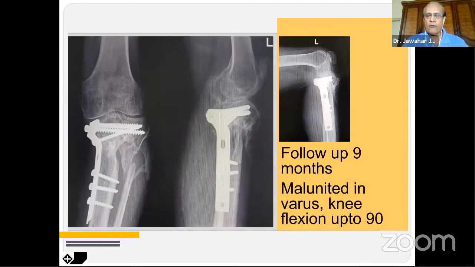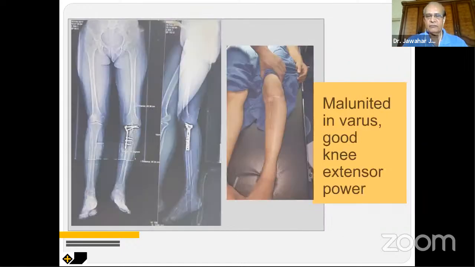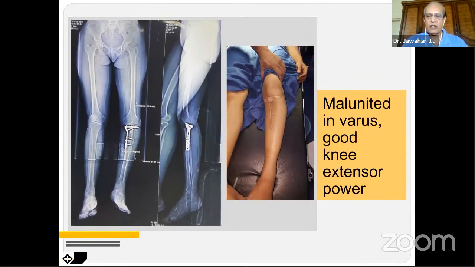It is a follow-up of 9 months. Now at 9 months, there was a malunion in varus. Knee flexion was up to 90 degrees. The patient says that everything is fine. She has started walking with a stick and there was no vascular problem. And then she said, do something. So, malunited in varus, with good knee extension power because the quadriceps was very well developed afterwards. And the skin was also not a big problem.